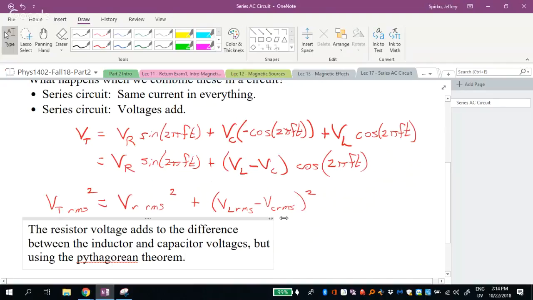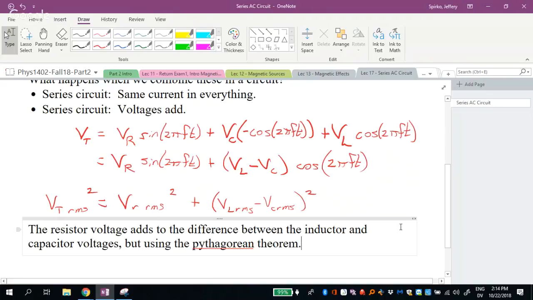There's a statement I can make about it that summarizes what we've just done. Did I not spell Pythagorean correctly? Oh, because it's a guy, I'm supposed to capitalize it. Oops.